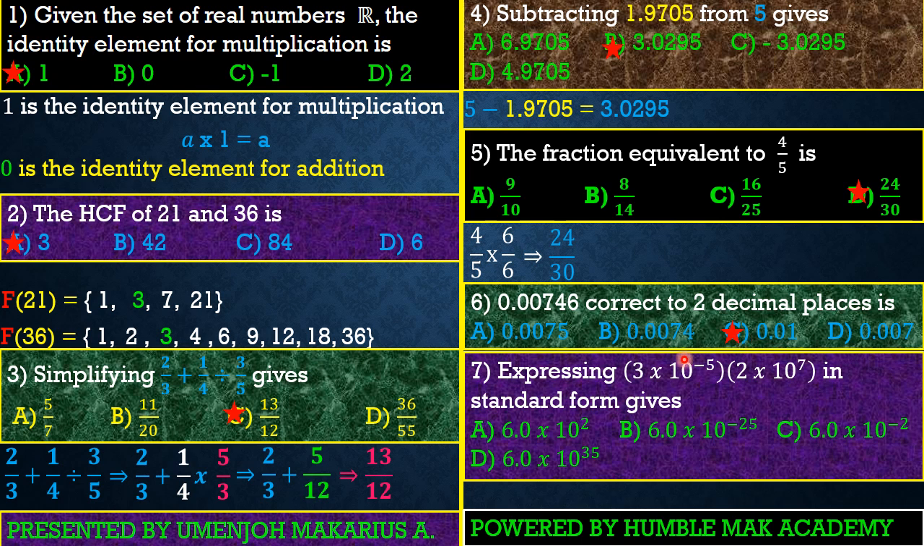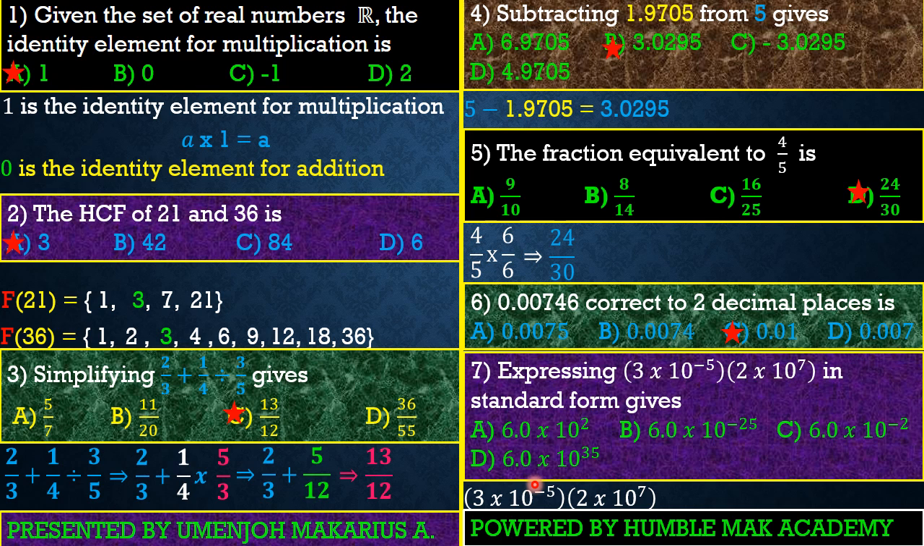Option 7, guys, reads that expressing 3 times 10 raised to the power minus 5 into 2 times 10 raised to the power 7 in standard form gives, okay. Now, guys, this is our expression. For us to multiply this out, guys, we simply multiply the corresponding entries, and we multiply 10 raised to the power minus 5 and 10 raised to the power 7.